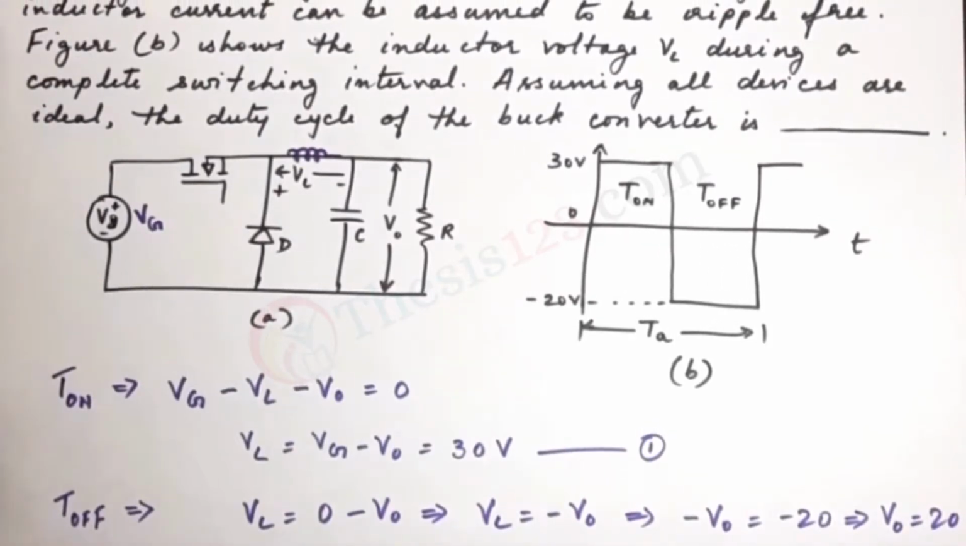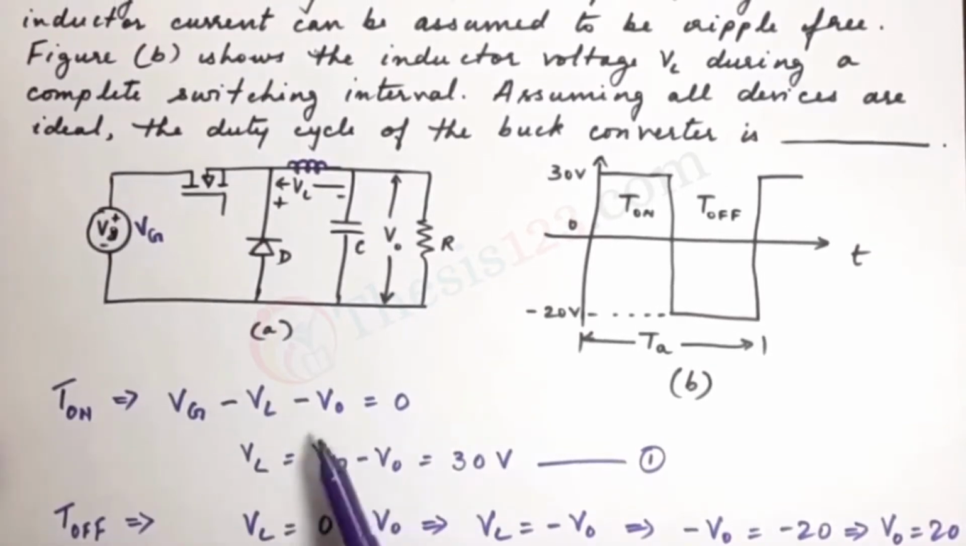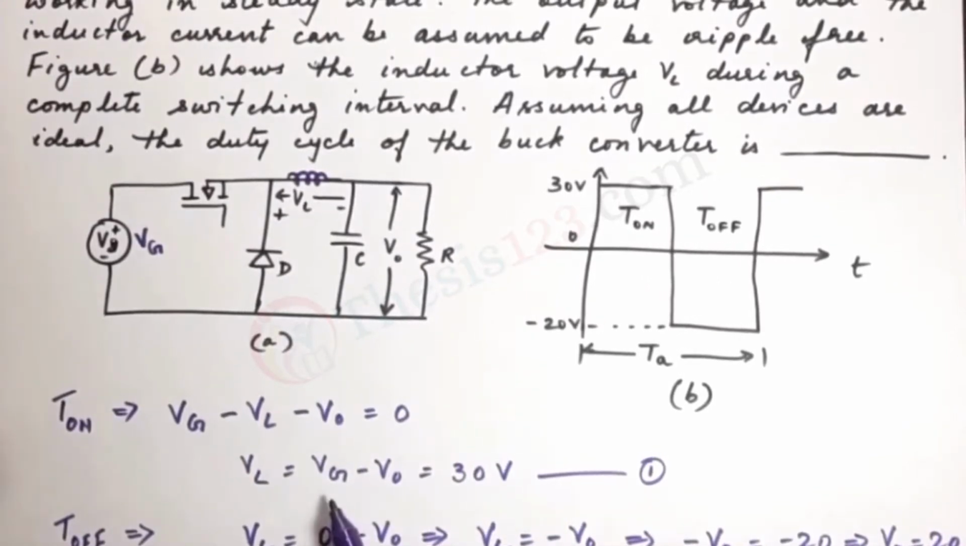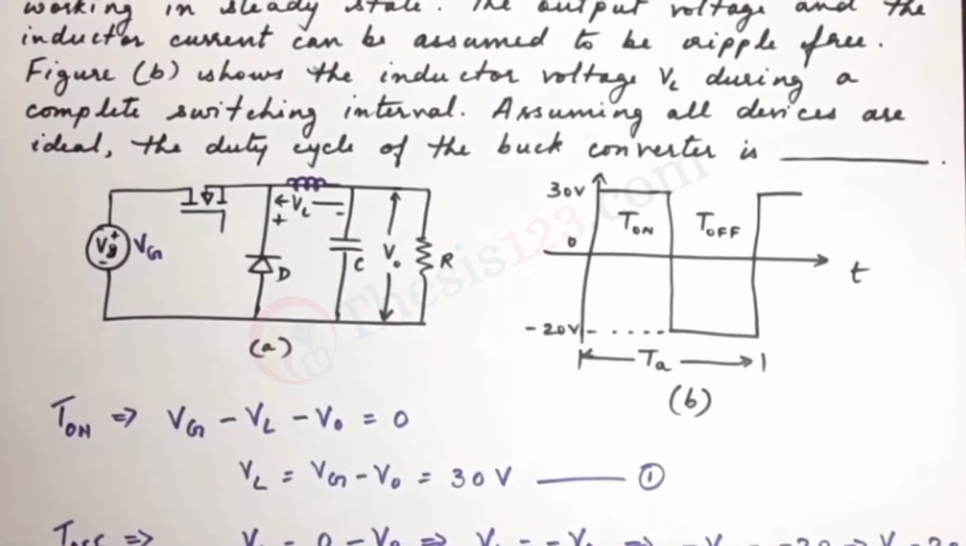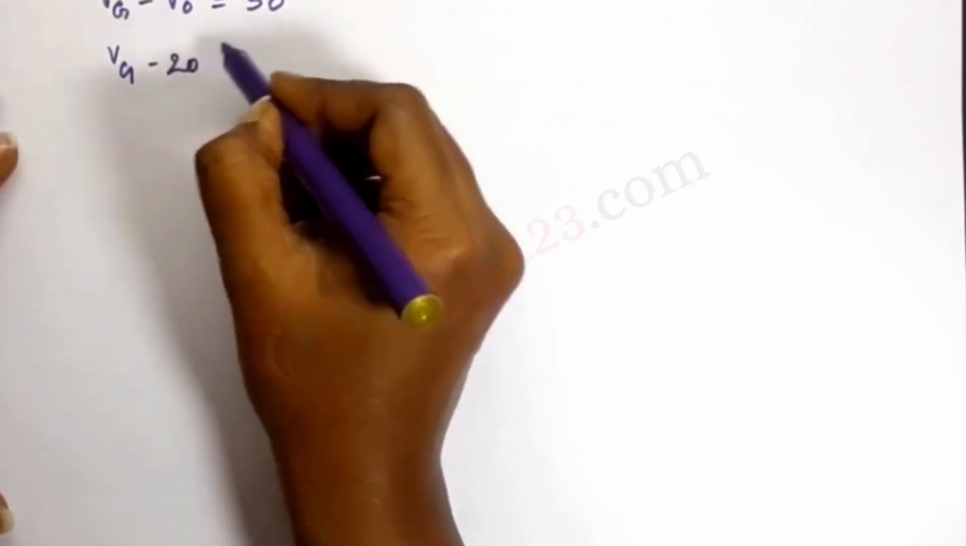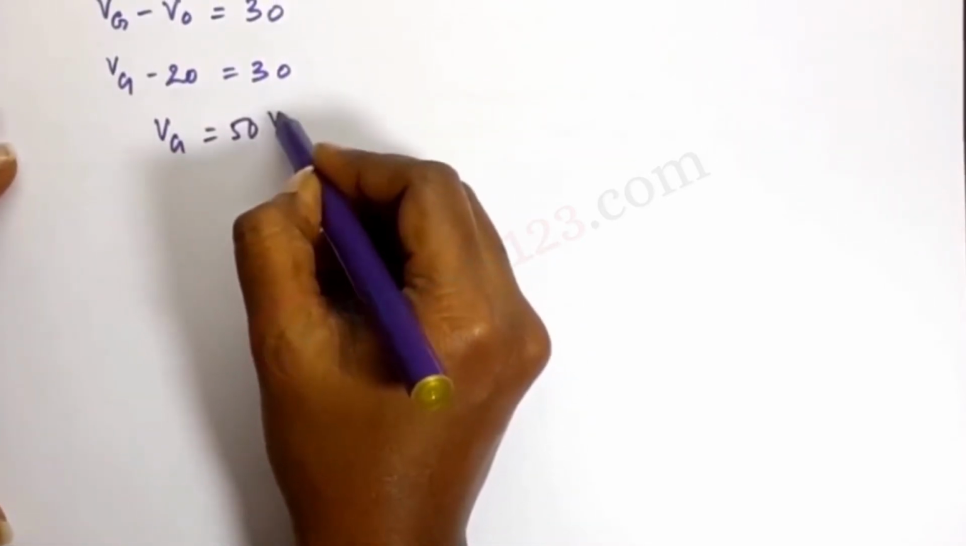So we can use V0 here and find out the value of VG using equation 1. VG minus V0 is 30, and V0 is 20. So what will VG be? The equation is VG minus V0 is equal to 30. We know that V0 is 20 now. So that tells us that VG is equal to 50 volts.